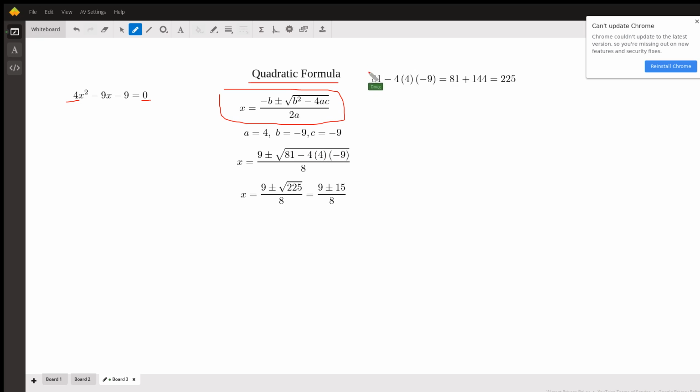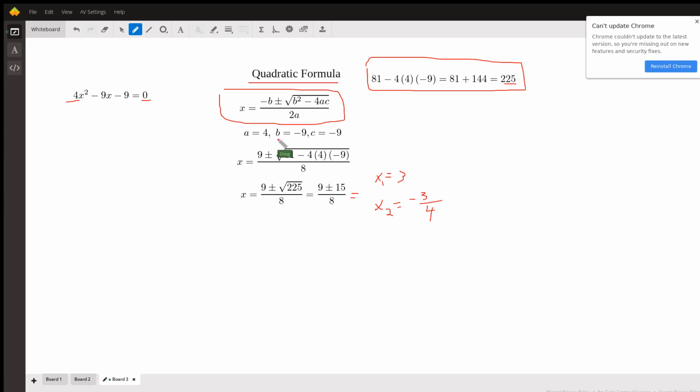Now over here, on my scrap paper, maybe I figured out the value of the discriminant, the expression under the square root symbol, is 225. And so here we go. X equals 9 plus or minus the square root of 225 over 8. That's 9 plus or minus 15 over 8. And of course, this means x sub 1, one of the roots, is 24 over 8, or 3. X sub 2, the other root, would be negative 6 over 8, or negative 3/4.